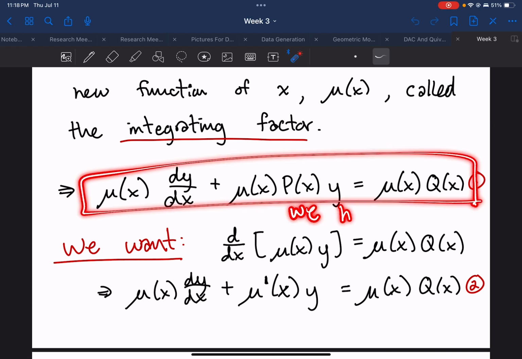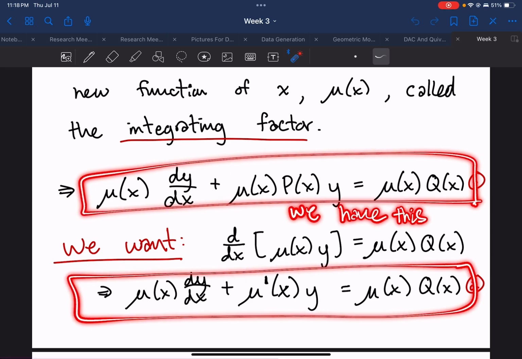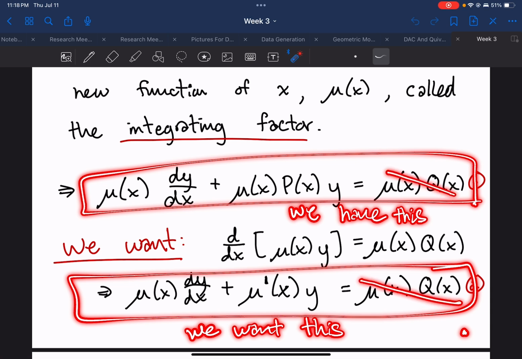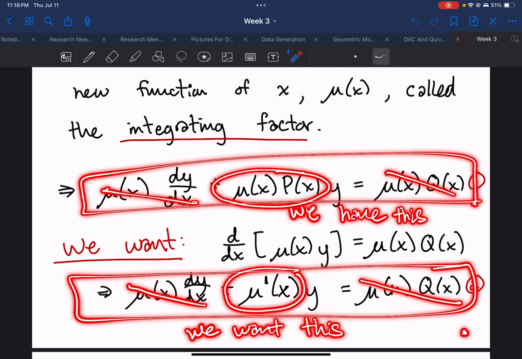We have this, and we want this, right? Just by comparing equation 1 to equation 2, I can see that mu x q x is the same as mu x q x. I can see that mu x dy is the same as mu x dy dx. So that means in order for these two to be equal, I just need mu of x p of x to equal mu prime of x, right?